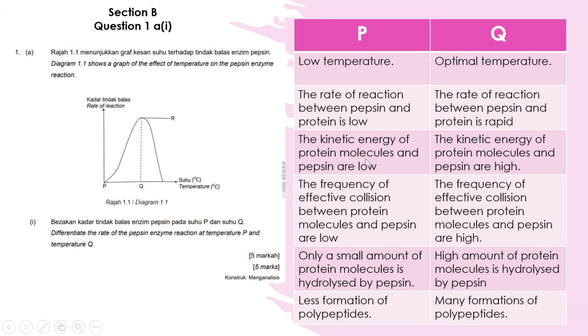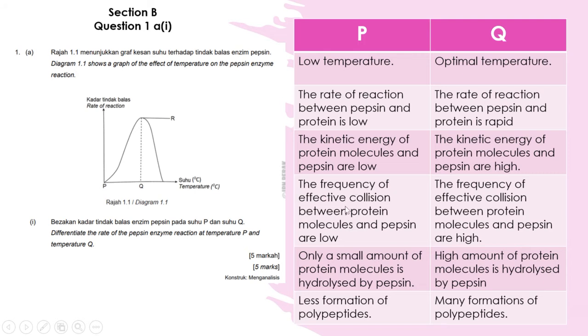Okay, next we go to the third difference. The kinetic energy of protein molecules and pepsin are low, because of the low temperature, whereby the kinetic energy of the protein molecules and pepsin at temperature Q is high. Right. Okay, next we go to the next mark.